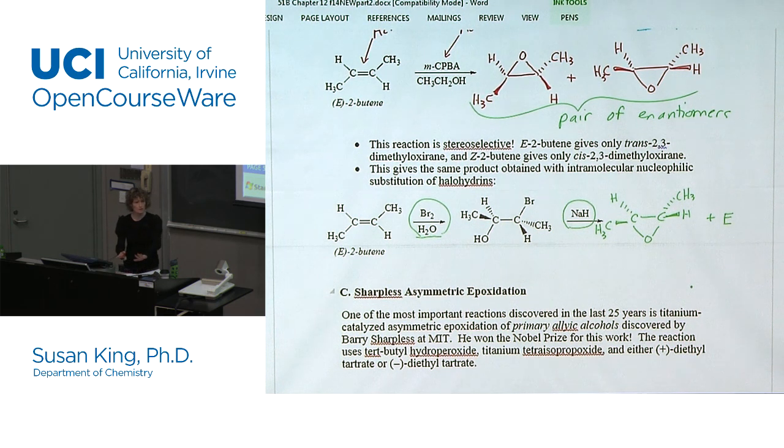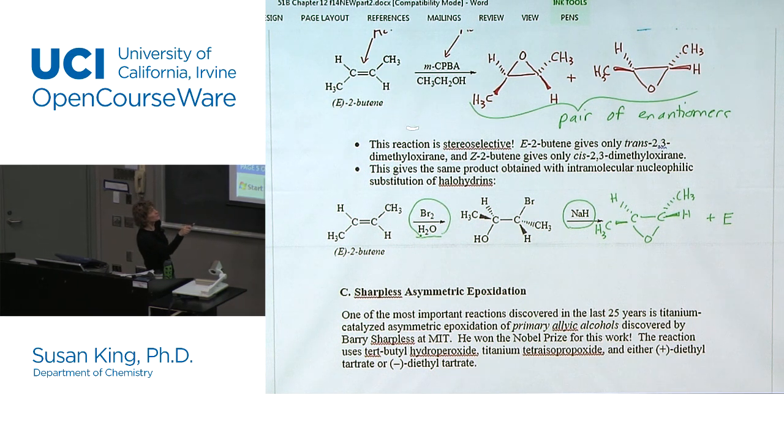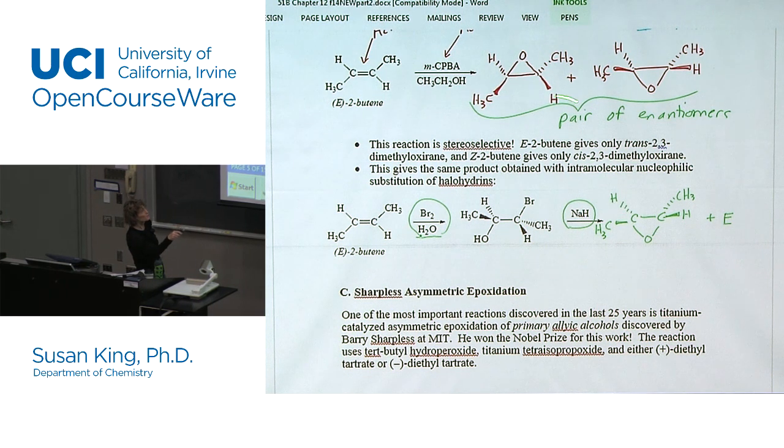So these reactions are interchangeable, but I will tell you right now that everybody likes using MCPBA rather than using two steps. So you can use these interchangeably. Probably from here on out, no one's going to use this second method. Everyone's going to use MCPBA instead, and that's perfectly fine. All right, so because this is achiral, and this is achiral, we're going to get a pair of enantiomers.